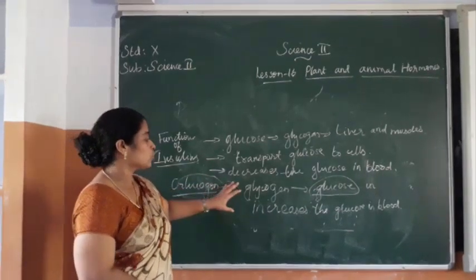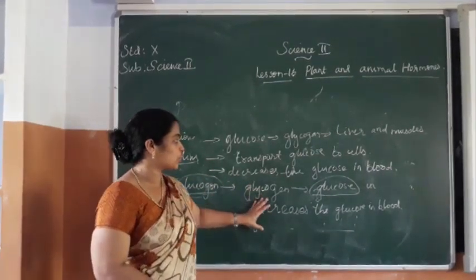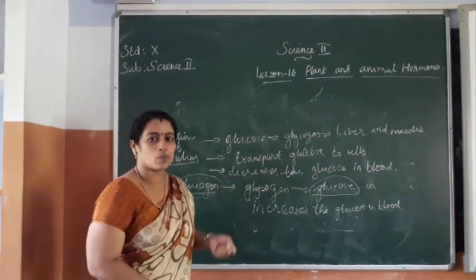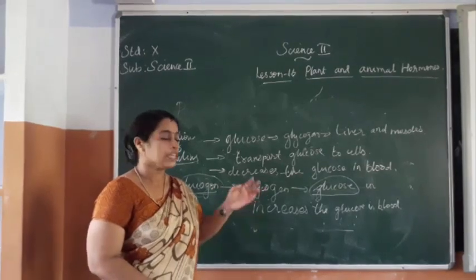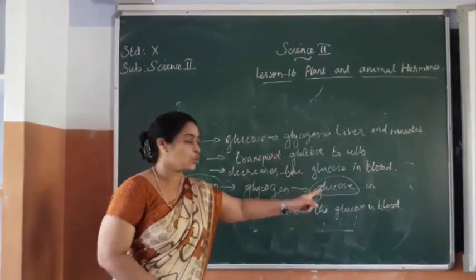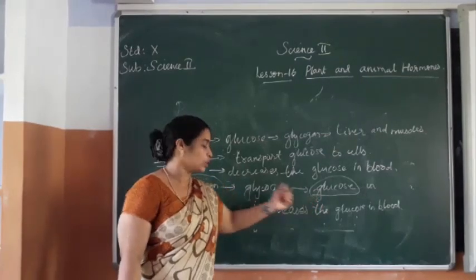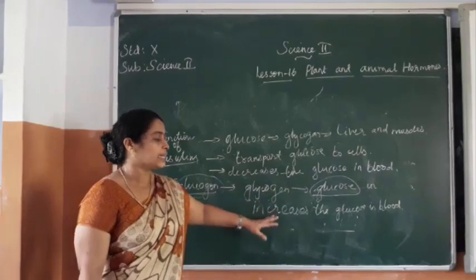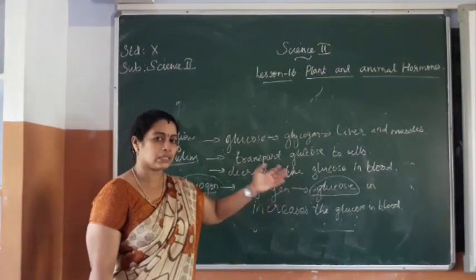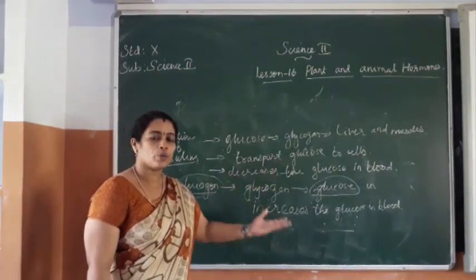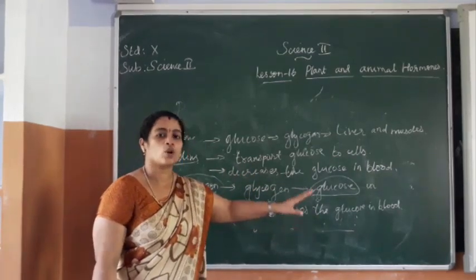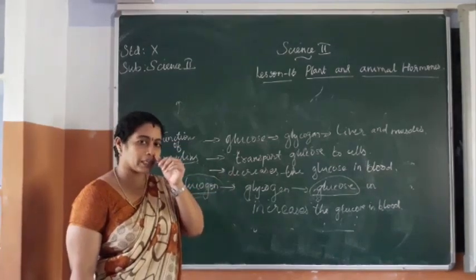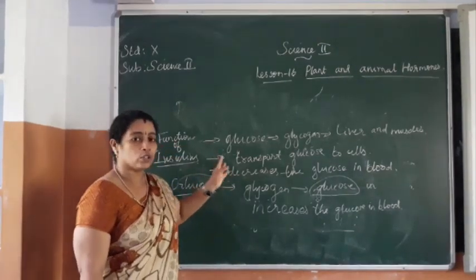Once again, listen: glucagon, what is the function? When our body is in need of glucose, the stored glycogen will be converted into glucose with the help of the hormone called glucagon. When the glucose is sent to our body, what will happen? It will automatically increase the sugar level or glucose level in blood. So these are the two hormones produced by the pancreas.